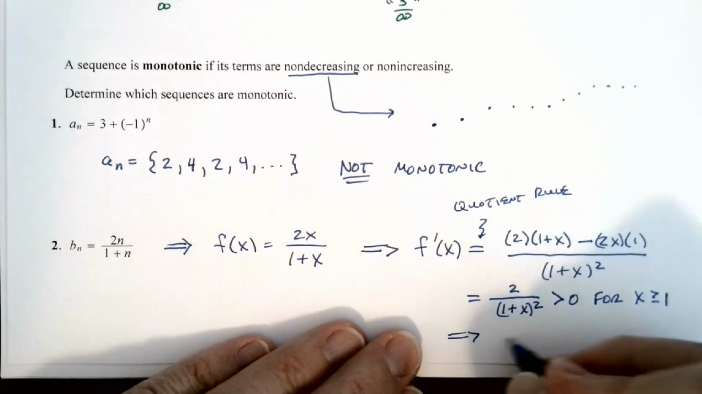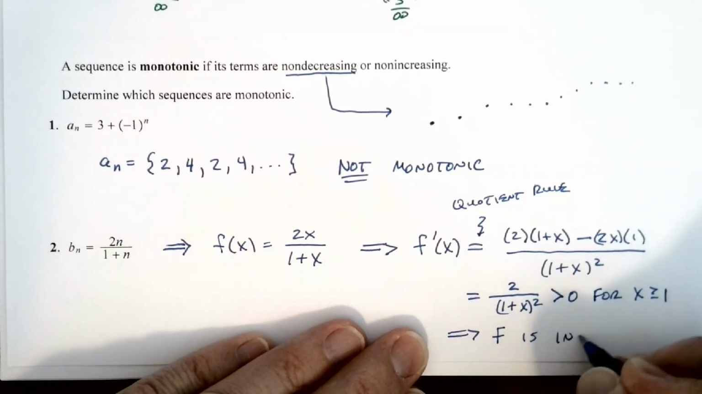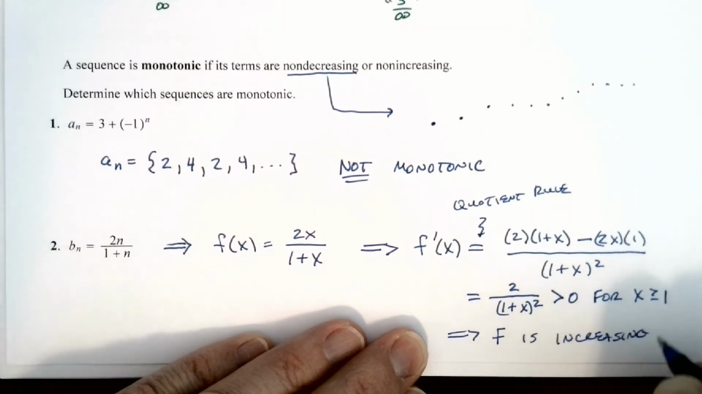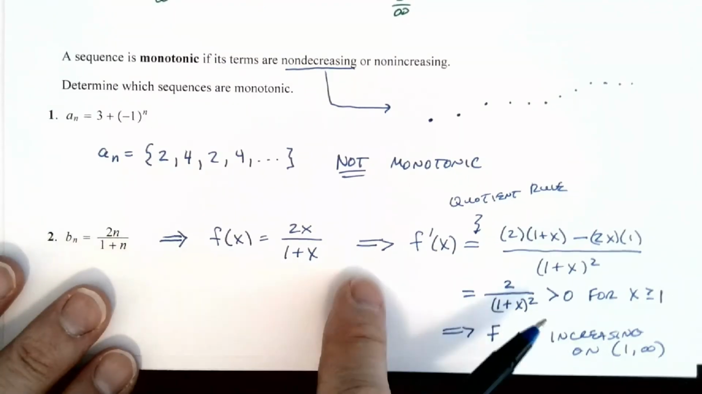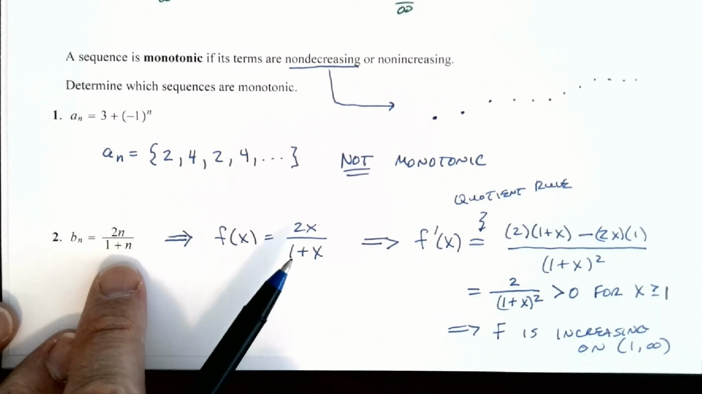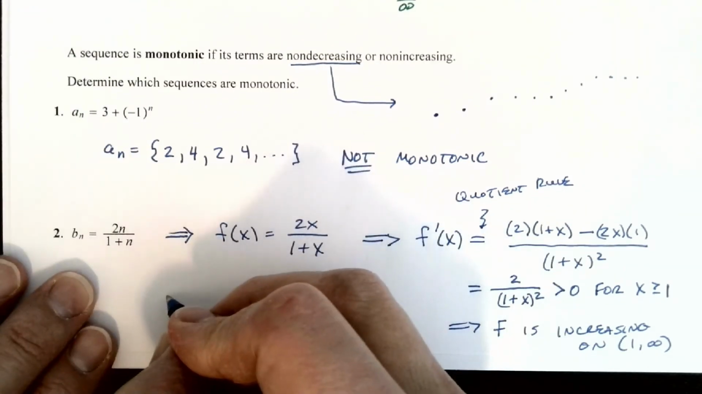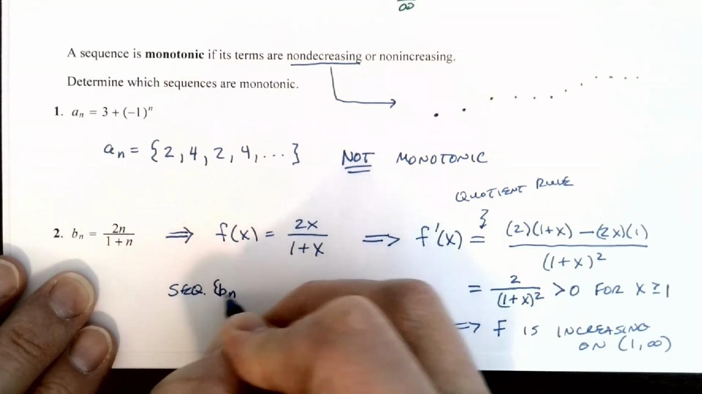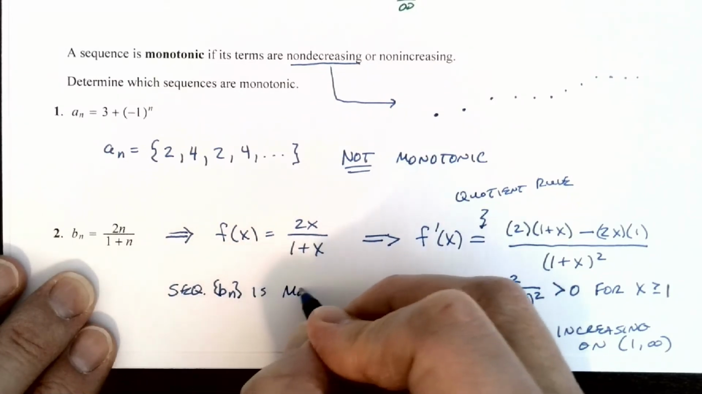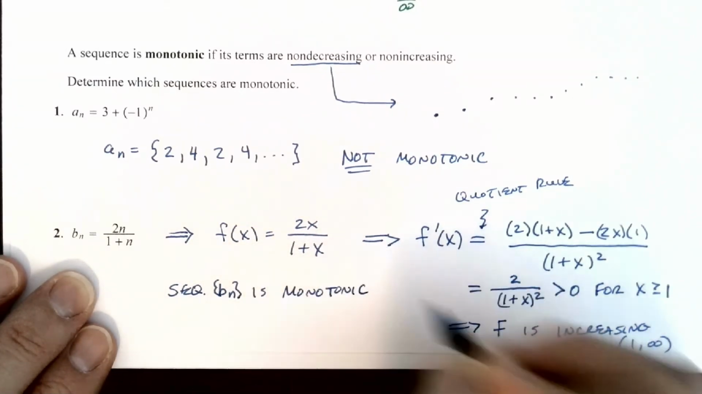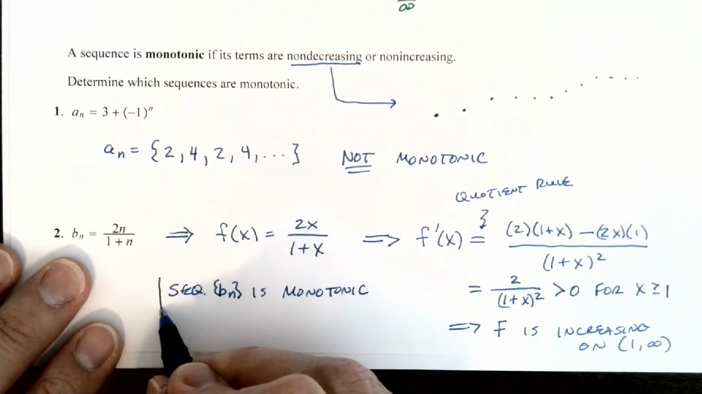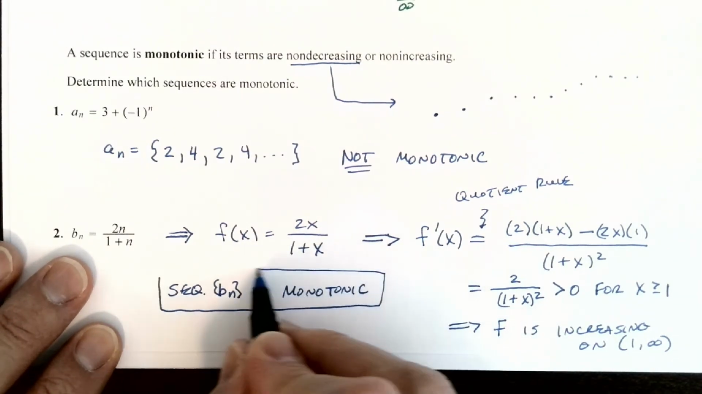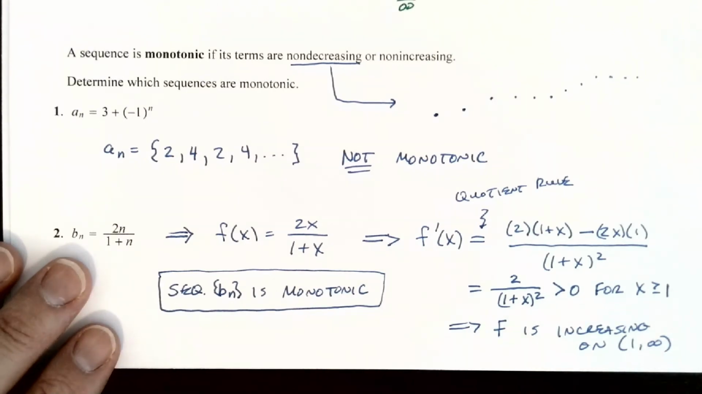And therefore, f is what? Increasing on the interval from 1 to infinity, right? The function. But our dots are following this function, the points on the sequence b sub n. And so the sequence b sub n is monotonic. It is non-decreasing. It's only increasing. Okay, so increasing would be monotonic.